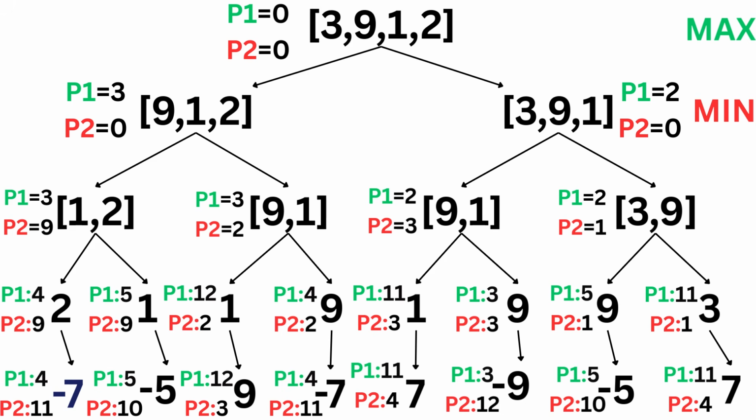At the next leaf, we have player 1 value 5 and player 2 value 10, and the difference is minus 5. On the third leaf node, we have player 1 value 12 and player 2 value 3. The difference is 9. So we'll assign this value to this leaf node. Similarly, we will calculate the difference of the max and min score for all leaf nodes, and the remaining values would be negative 7, 7, negative 9, negative 5 and 7.